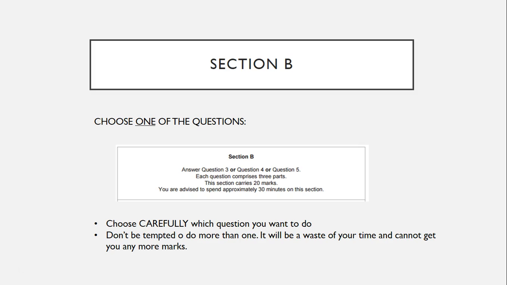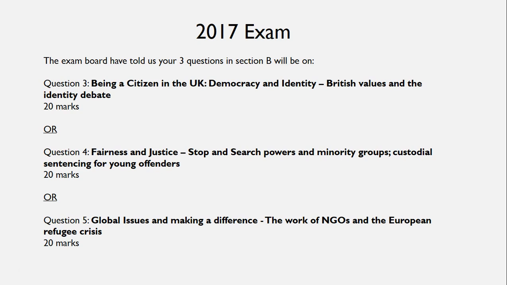Section B, you've got a choice, either to answer question 3 or question 4 or question 5, and this is the other half of the time and the other set of 20 marks. Choose carefully which you want to do. Don't be tempted to think, oh, if you do some of 3 and some of 4, that'll be okay. You will only be marked on one of them, so spend time on one of them doing your best answers. Don't try to do 2 or even 3.